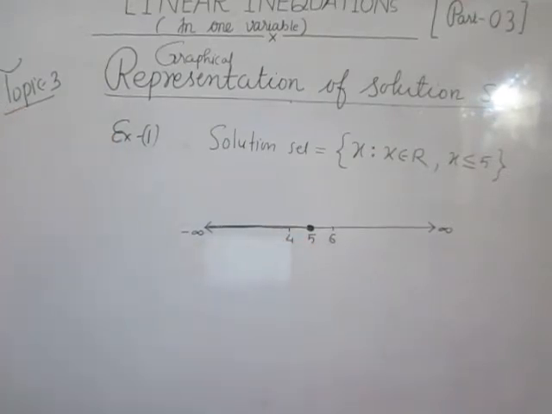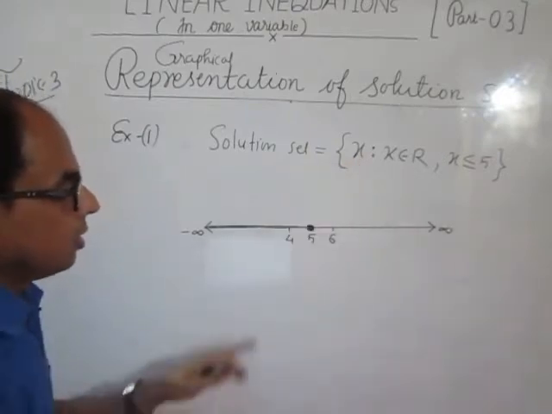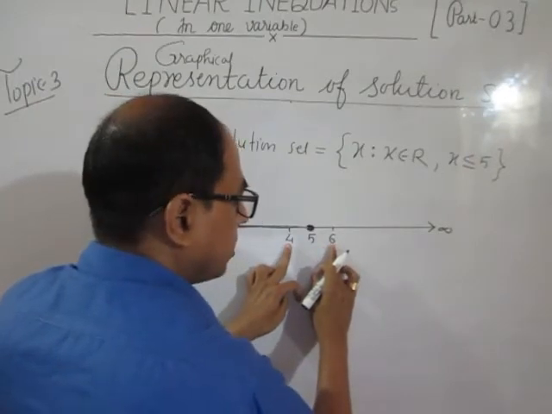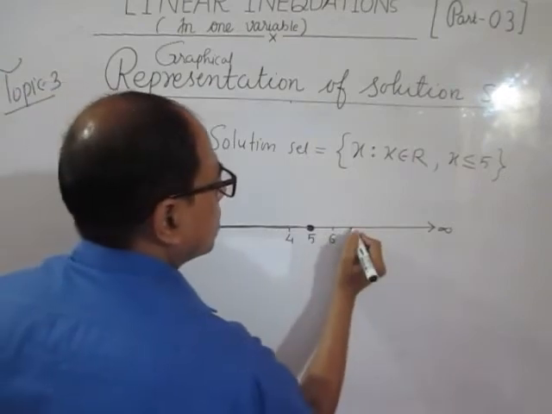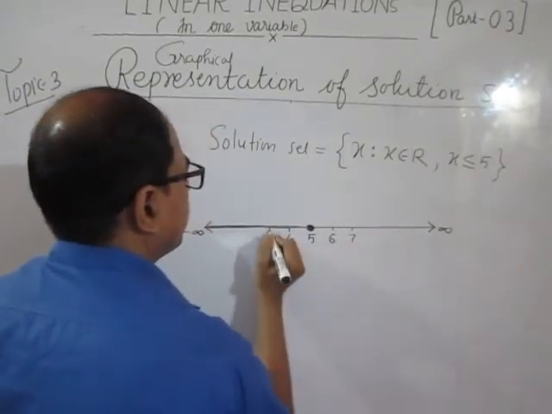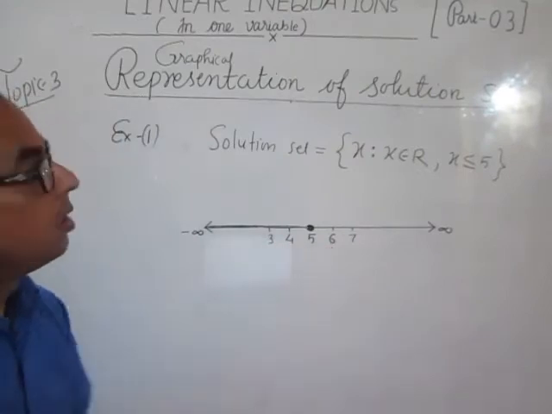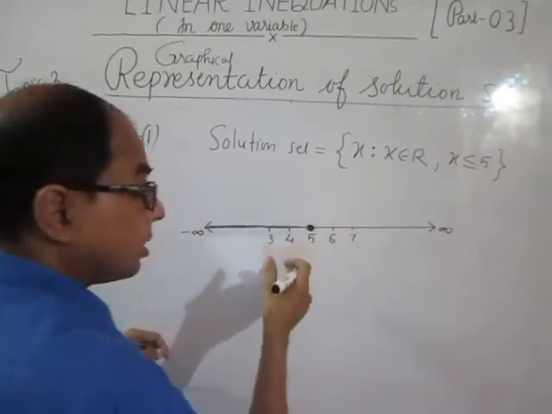So this is the graphical representation of this solution set. These two numbers are compulsory to write here. Now if you want to write some more numbers, that is your choice. You can write some more numbers also, but these two are compulsory. So this is the graphical representation of this solution set. We can represent this solution set in another way also.